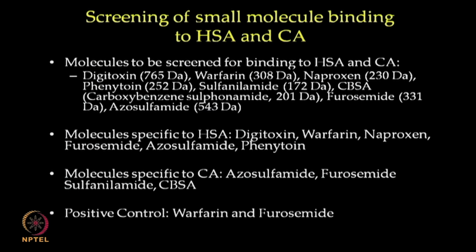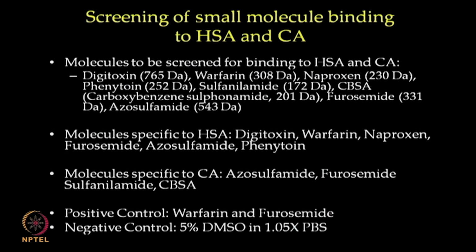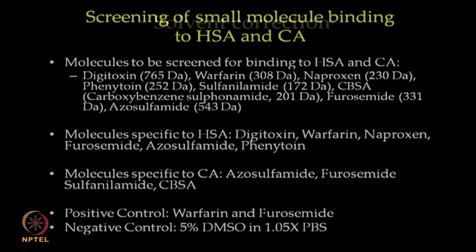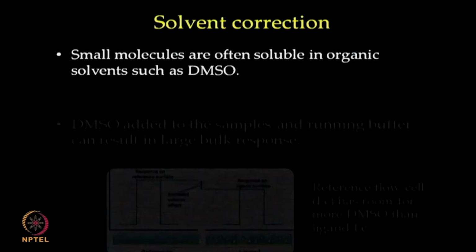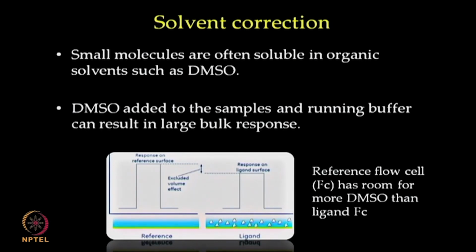Warfarin will be used as a positive control for human serum albumin and furosemide for carbonic anhydrase. We will also use 5% DMSO in running buffer as a negative control. Since small molecules are often soluble in organic solvents such as DMSO, and so are these drug molecules, it can result in large bulk responses since the reference flow cell has room for more DMSO than the active flow cell with ligand.